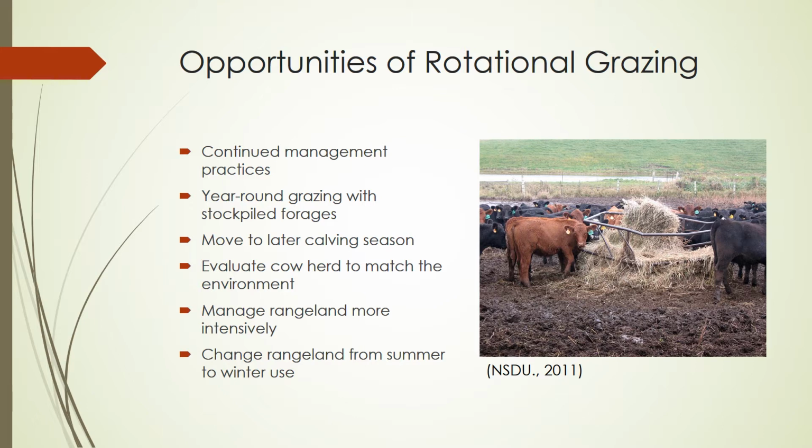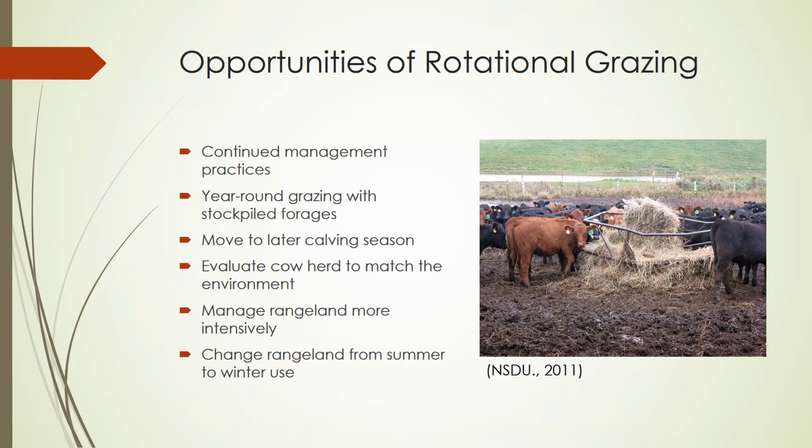A calving season can be moved back to later in the spring to align the nutritional requirements of the cow during the growing season when she is calving, when her nutritional requirements are the highest. You can also evaluate your herd size to match the environment. Smaller cows will do better on a rotational grazing system. You're wanting to make your livestock and your grass work for you. If your cattle cannot be sustained year-round on a rotational grazing system, the cow size needs to be reduced.